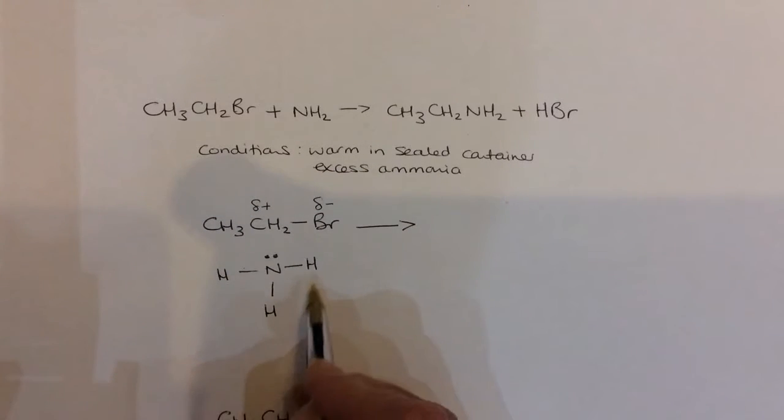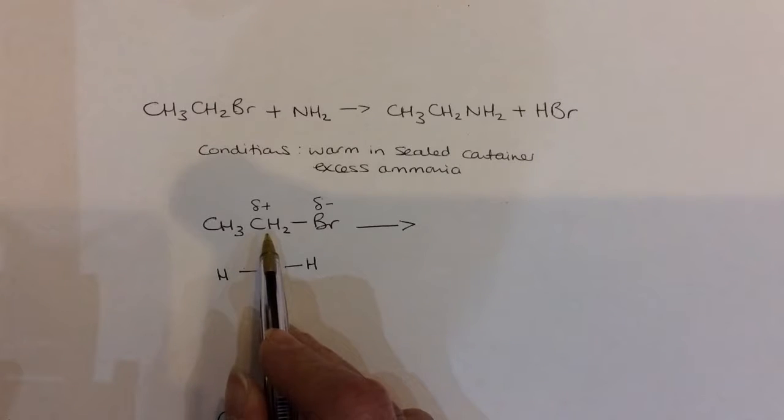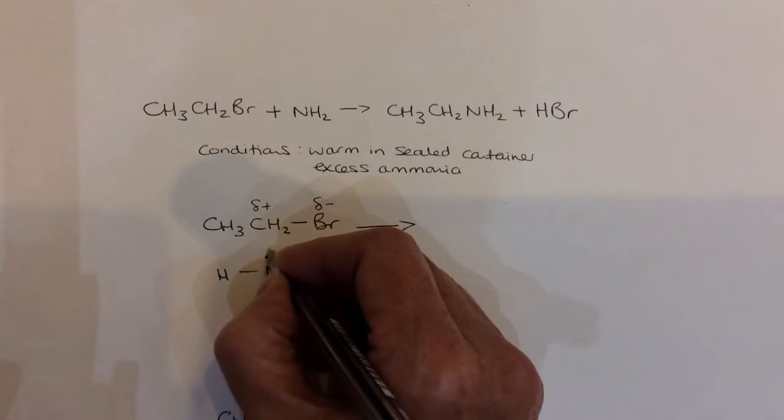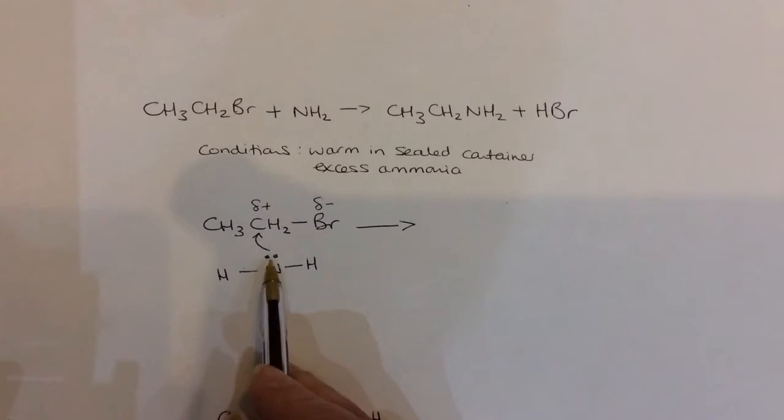The ammonia molecule, remember, has a lone pair of electrons. So if we look first of all, this lone pair will be attracted to the delta positive on the carbon atom of the halogenoalkane. And we'll draw that curly arrow. Remember, it's important that the curly arrow starts from the centre of the lone pair of electrons.